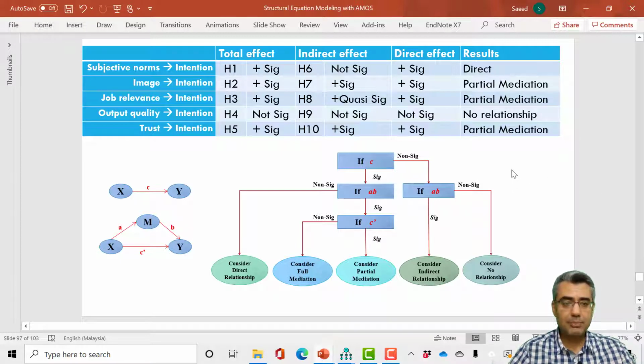Now you may say, you mentioned quasi-significant and almost significant. I will share some of my papers with you where I mention this term. You can refer to them. Anyway, okay, so this was how we test the mediation effect using bootstrapping.